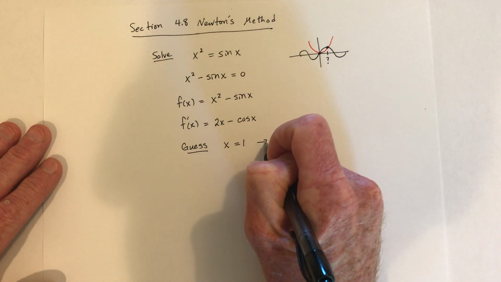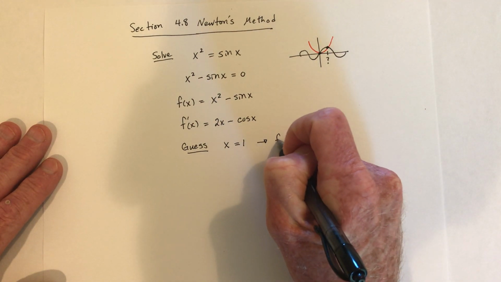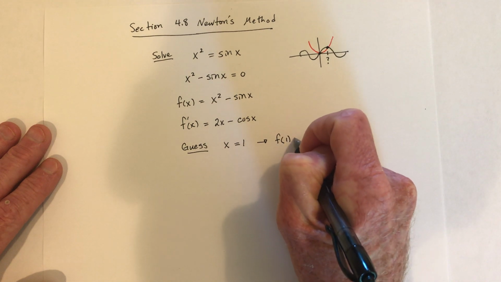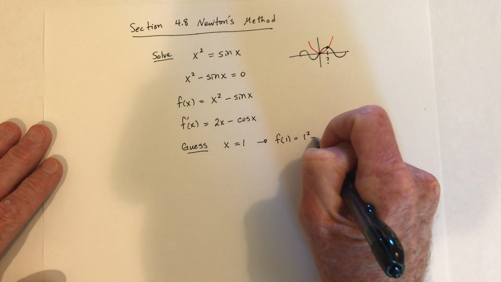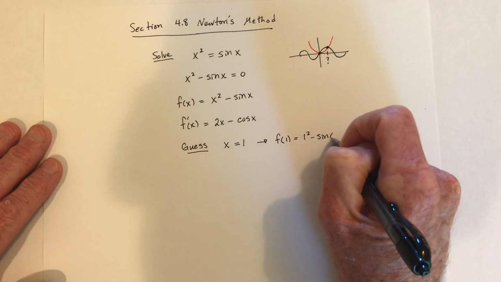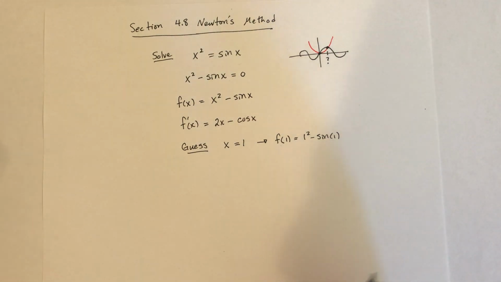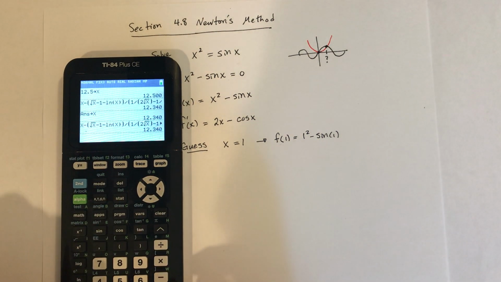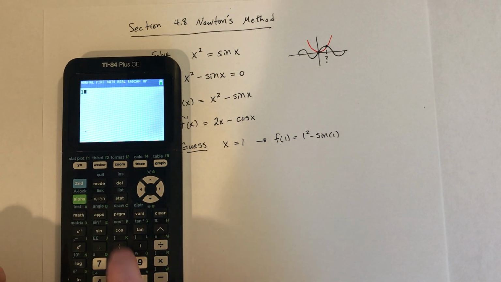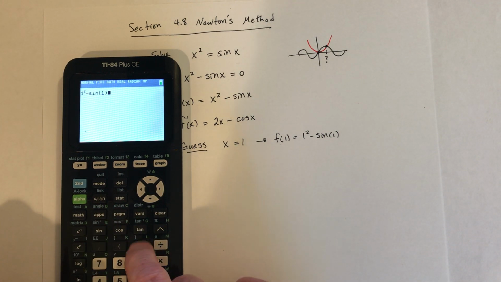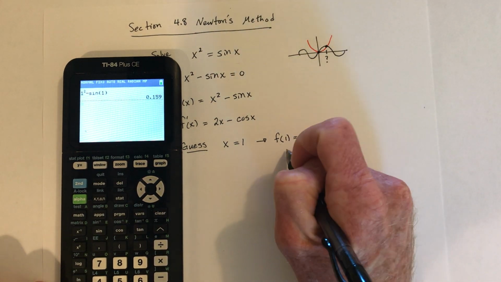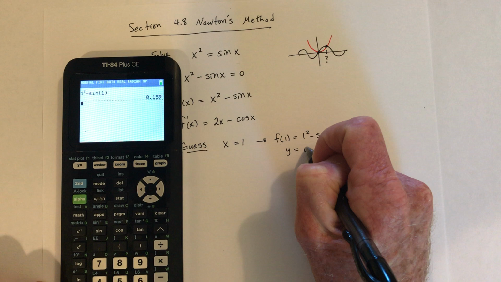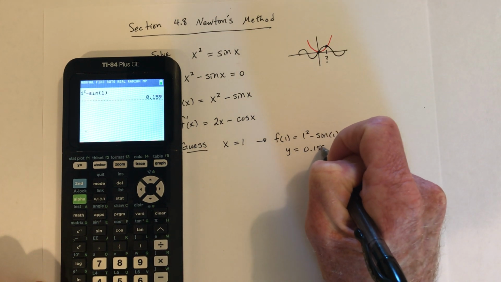Well, for one thing, I need to know what the y value is. So substitute the 1 into this function. So that's going to be 1 squared minus sine of 1. Make sure the calculator's in radians, good. So that means that y is equal to 0.159.